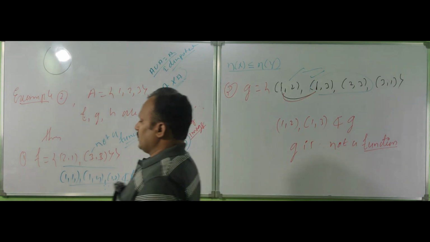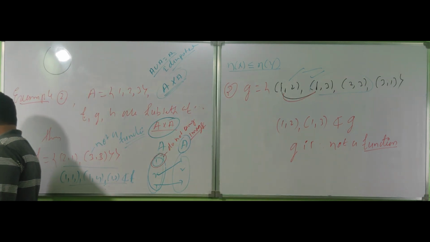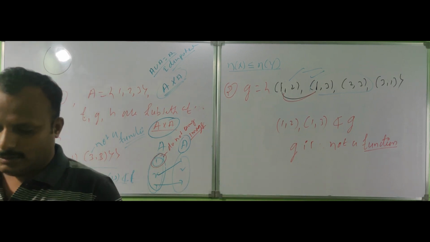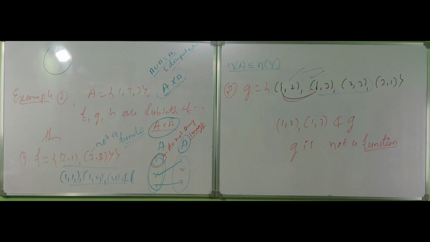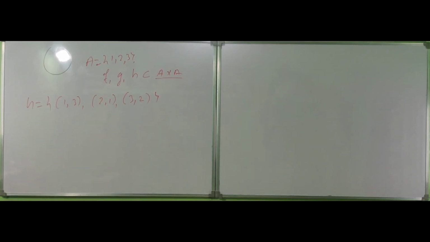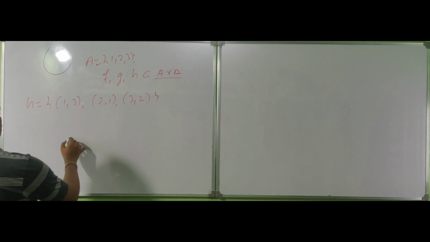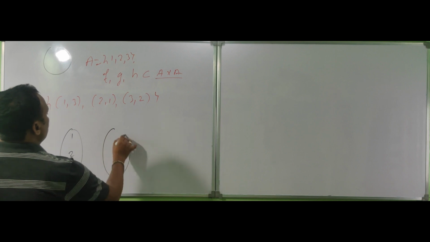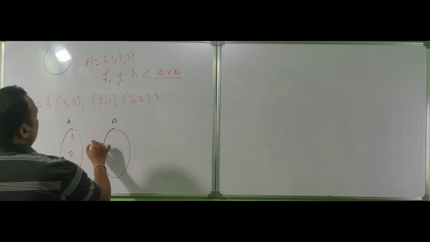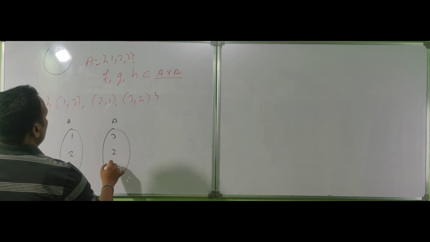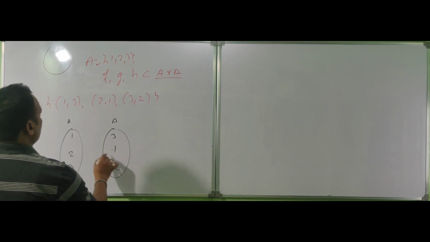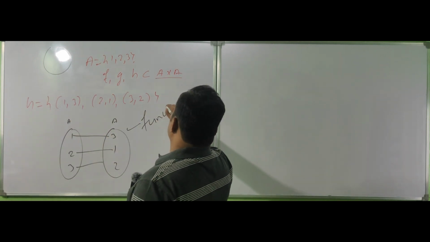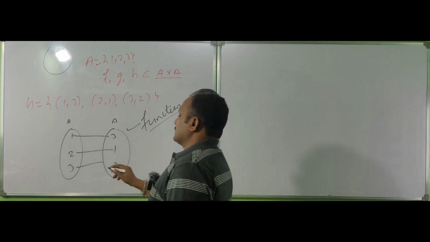Right. Third one, H is equal to 1 3, 2 1 and 3 2. Let's see for H. 1 2 3 we have. Another one is this is A. This is also A. We have 3 2, 3 1, 2. You have different elements. This is a function. This diagram is very easy, it makes it easy.